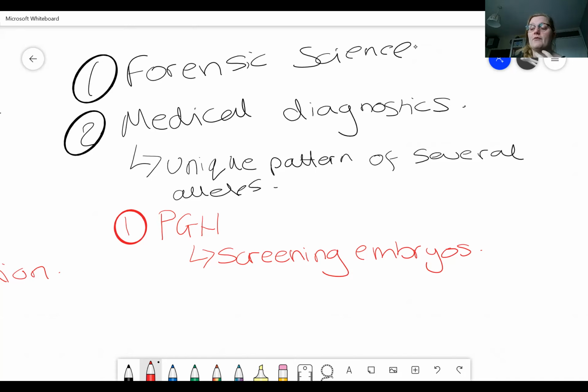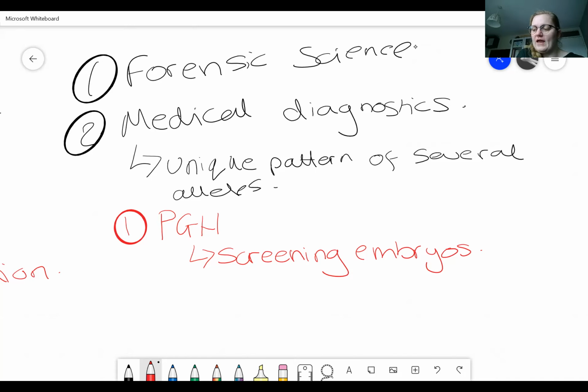So if the fingerprints match from the parents' areas that would have faulty regions showing that they would carry cystic fibrosis, and the embryo would have it, the embryo would have inherited the disorder. So it can be used to screen for things like cystic fibrosis.